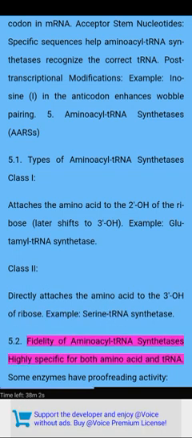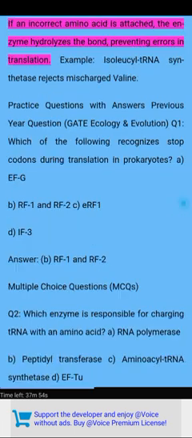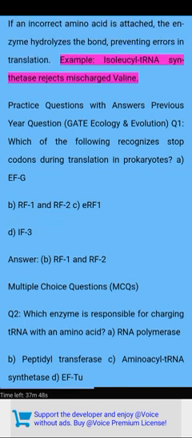5.2. Fidelity: aminoacyl-tRNA synthetase is highly specific for both amino acid and tRNA. Some enzymes have proofreading activity. If an incorrect amino acid is attached, the enzyme hydrolyzes the bond, preventing errors in translation. Example: isoleucyl-tRNA synthetase rejects mischarged valine.